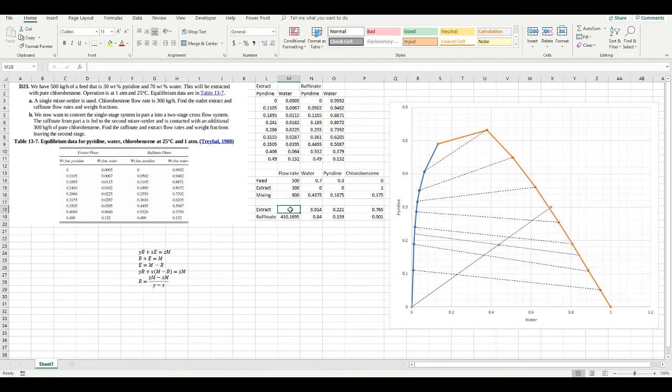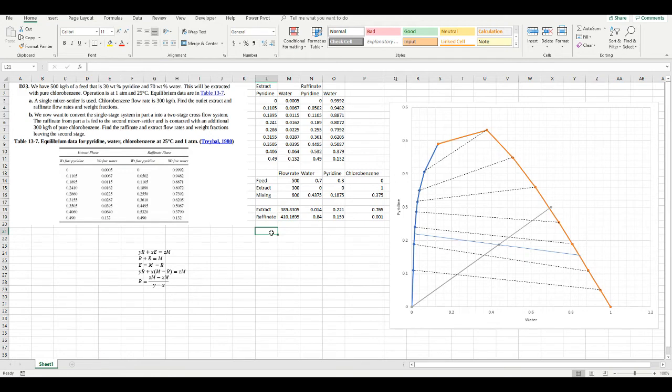And the extract flow rate is obviously just 800 minus this. And there we have it. That is our flow rate for the extract and raffinate. For the second part of this question, we need to take the raffinate from the first stage and set it into a new stage. So we effectively have a two-stage system, but it is cross-flow. So we essentially just solve this the exact same way otherwise.